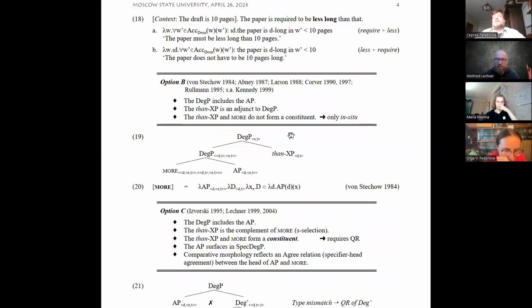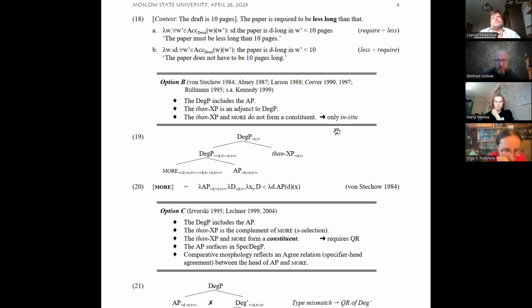And yeah, there are various other contexts that do that. So option A says the adjective phrase contains the degree phrase. The lexical part contains the functional part. And if we marry that with the generalized quantifier analysis of more, we get a number of interesting observations. One of them has been spelled out here.